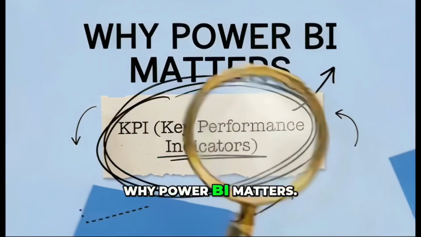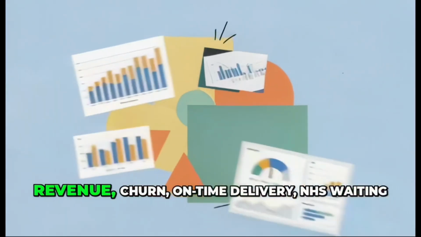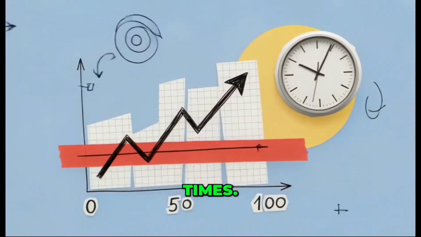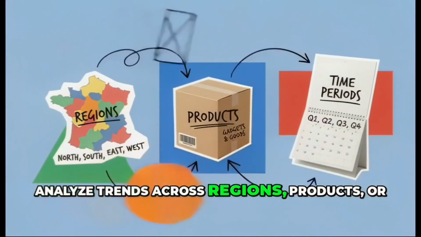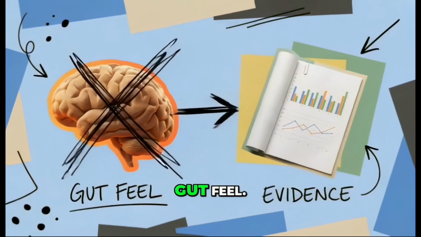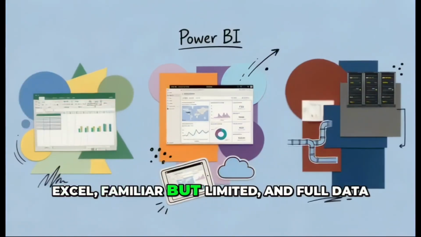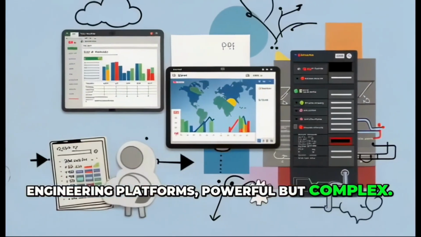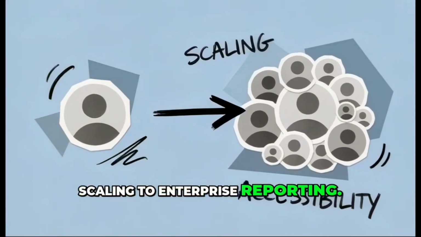Why Power BI matters. Organizations use Power BI to monitor KPIs: revenue, churn, on-time delivery, NHS waiting times, track performance against targets in near real time, analyze trends across regions, products, or time periods, support decisions with evidence instead of gut feel. Power BI's strength is that it sits between Excel, familiar but limited, and full data engineering platforms, powerful but complex. It is accessible to business users while still scaling to enterprise reporting.